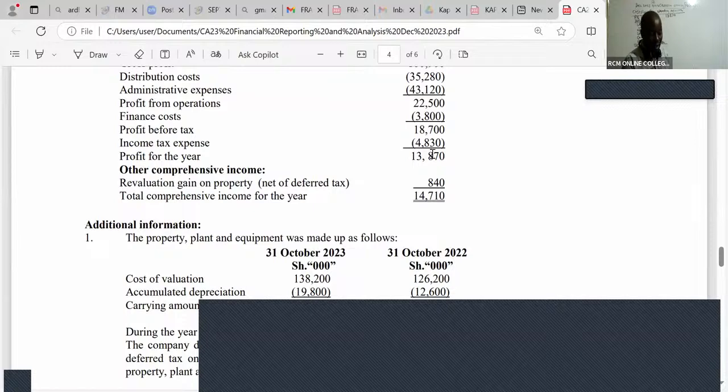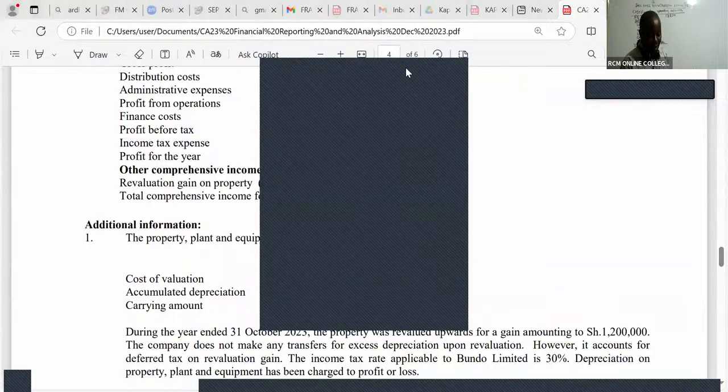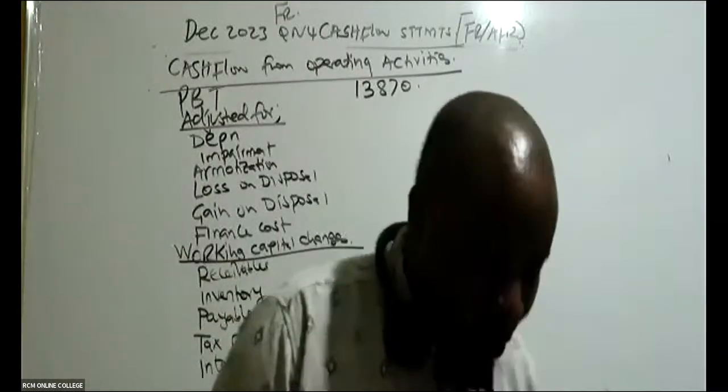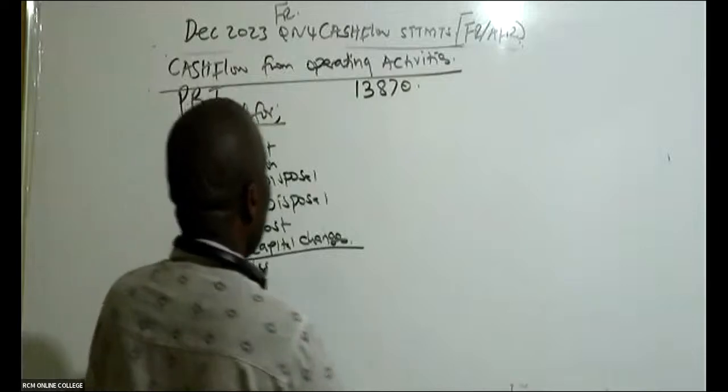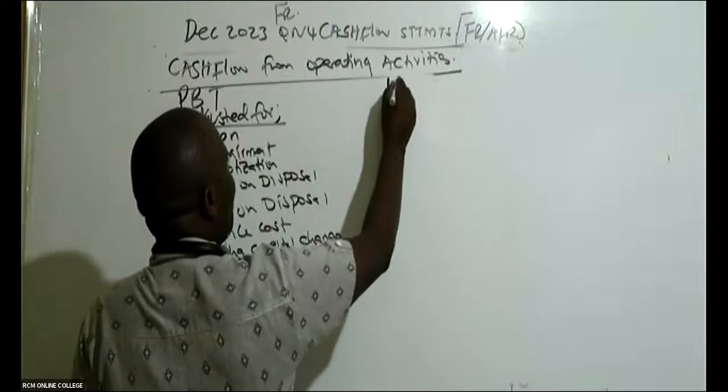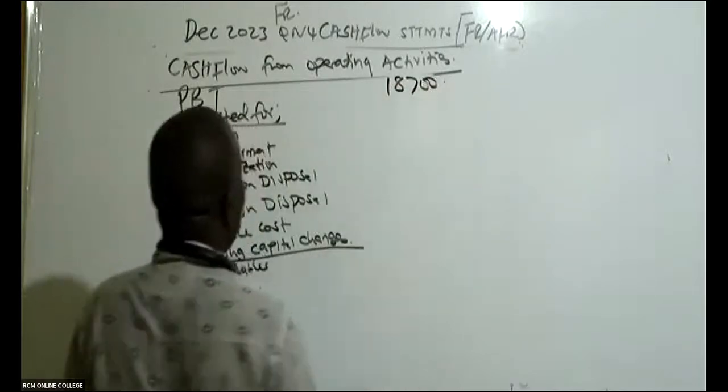I'm picking profit for the year. It's good I shared this. Profit before tax is 18,700. Thank you very much. That is the profit before taxation. So profit before taxation is 18,700.